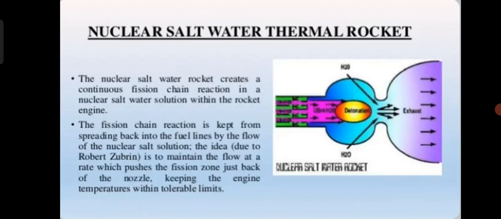Nuclear salt water thermal rocket. The nuclear salt-water rocket creates a continuous fission chain reaction in the nuclear salt-water solution within the rocket. The fission chain reaction is kept from spreading back into the fuel tanks by the flow of the nuclear salt solution. The idea is for the rocket to maintain the flow at a rate which places the fission zone just back of the nozzle, keeping the engine temperatures within tolerable limits.